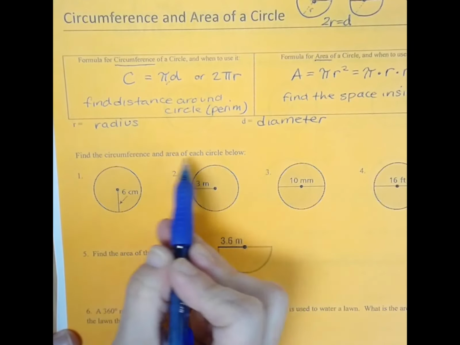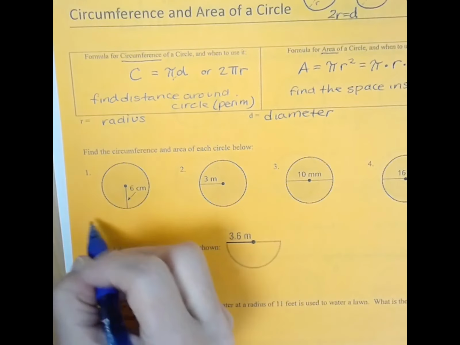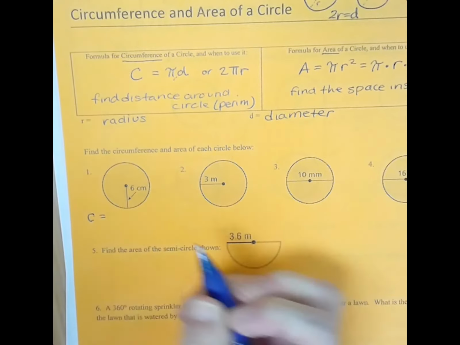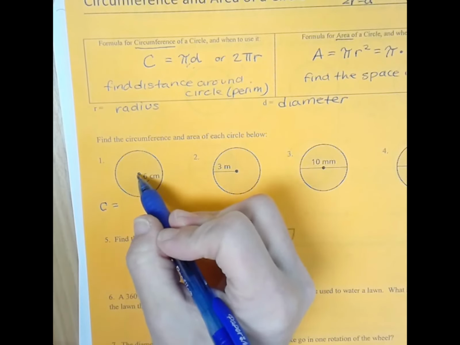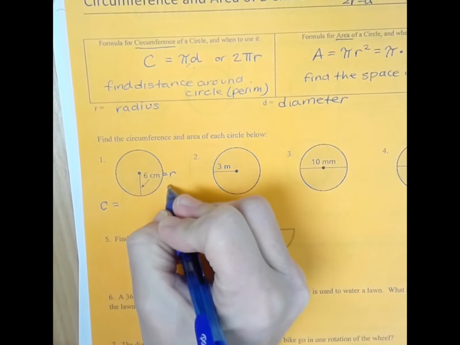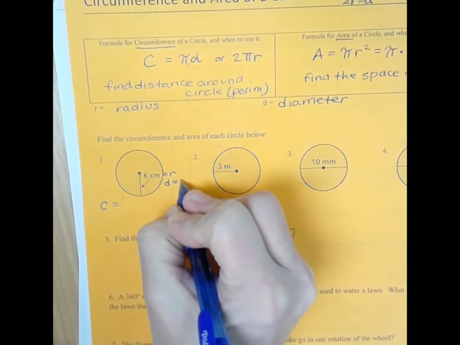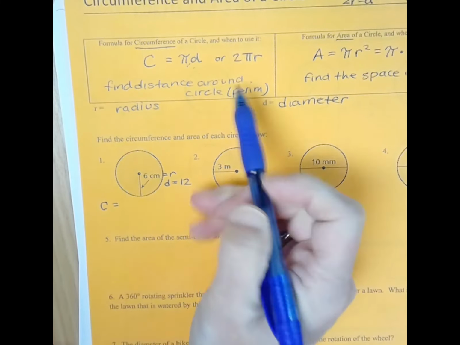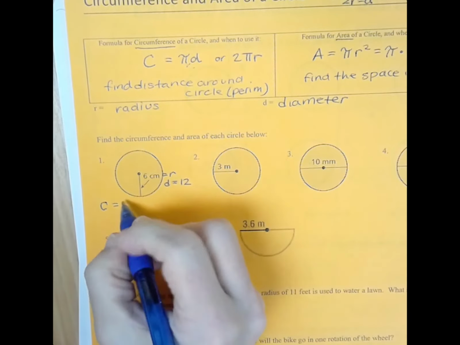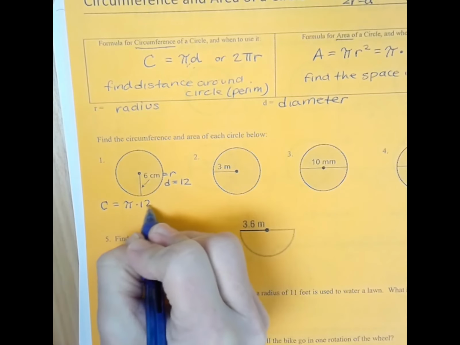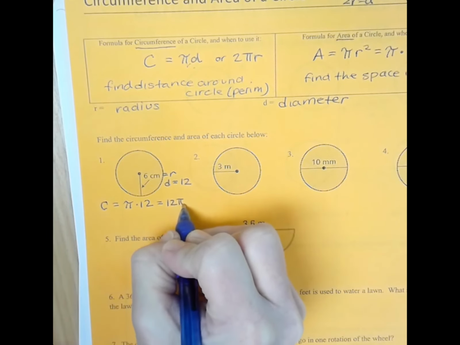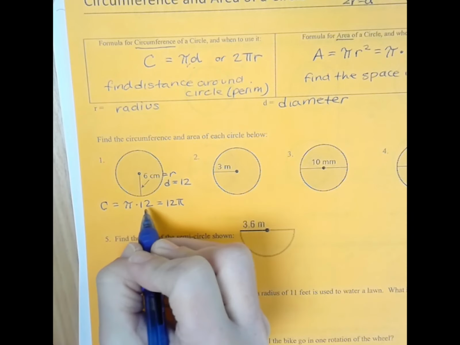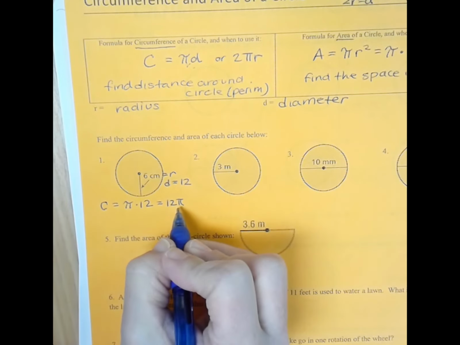So let's take a look at an example. It says find the circumference and area of the circle below. So let's start with the circumference. For the circumference, we're doing pi times d. So remember, this is showing the radius. So my diameter would be double that, or 12 centimeters. So my circumference would be pi times 12. Okay, and I'm going to put that as 12 times pi. Remember, when you multiply numbers, you can change the order. So I can write 12 times pi instead.